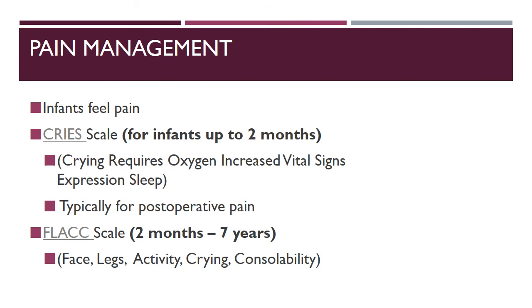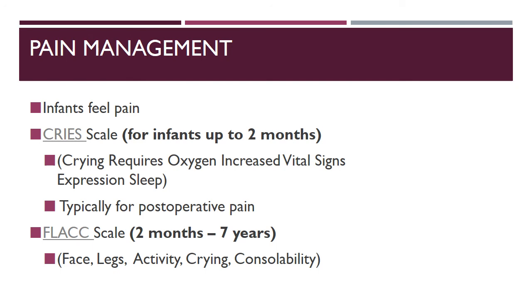Pain management in infants and newborns. So, infants, of course, they feel pain. And the biggest thing for them is that since they can feel pain and can't talk about it, we need to assess it. So the CRY scale is something that is for infants up to 2 months, and it stands for crying, requires oxygen, increased vital signs, expression, and sleep. And those are the things that you're measuring on the scale. And I'm going to show you a picture in just a little bit. Also for CRY, it's typically for postoperative pain. So it has 2 uses.